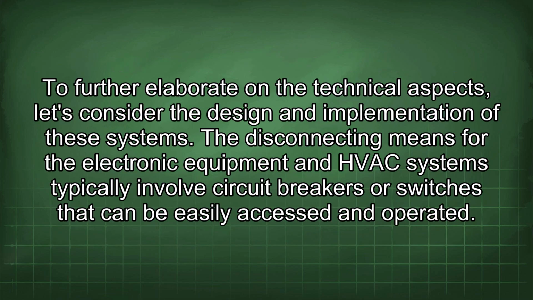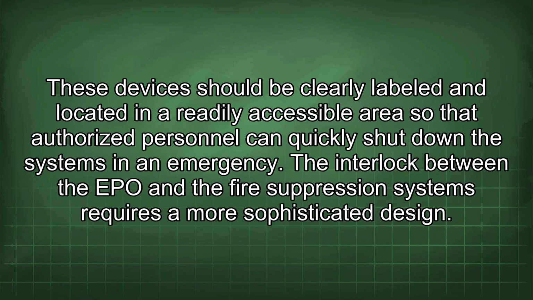To further elaborate on the technical aspects, let's consider the design and implementation of these systems. The disconnecting means for the electronic equipment and HVAC systems typically involve circuit breakers or switches that can be easily accessed and operated. These devices should be clearly labeled and located in readily accessible areas so that authorized personnel can quickly shut down the systems in an emergency.